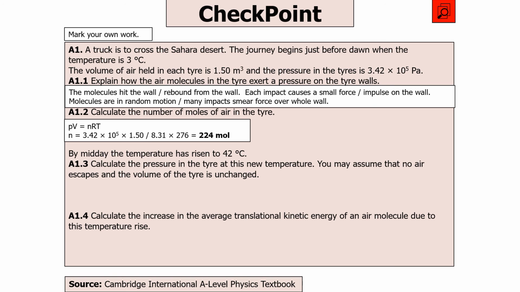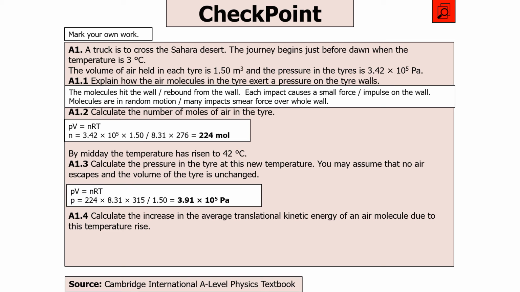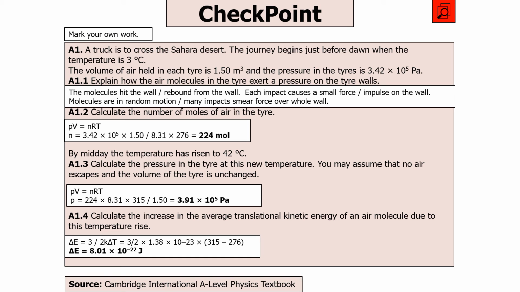Now the number of moles, we can say, well, ideal gas equation, PV equals nRT, so n equals PV over RT. Again, remember, temperature should be in Kelvin, not in degrees Celsius, so we get 224 moles. Again, we can use PV equals nRT, so P equals nRT over V. Pop in all the values. T is in Kelvin, not in degrees Celsius, so it's 3.91 times 10 to the 5 pascals. We also know that kinetic energy is 3/2 kT, where the change in energy will be from the change in temperature, so therefore you can pop it all through, and remember it's a change in the temperature in Kelvin, so therefore it's 8.01 times 10 to the minus 22 joules.